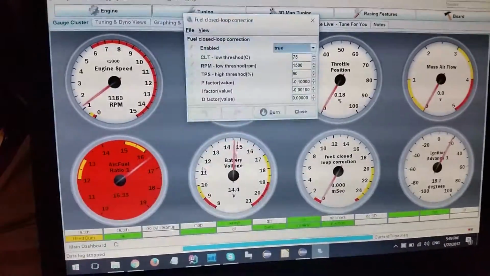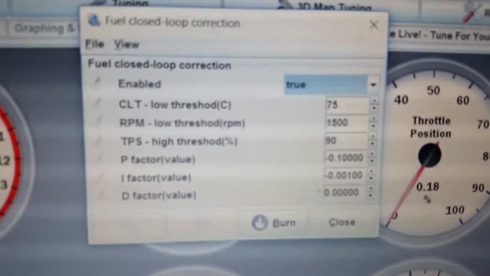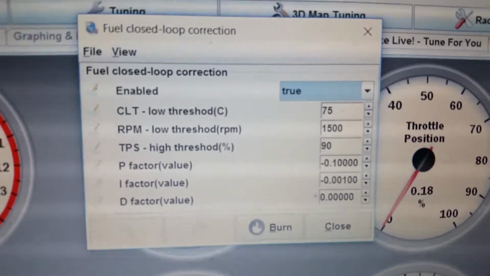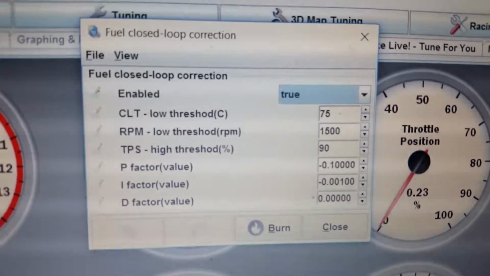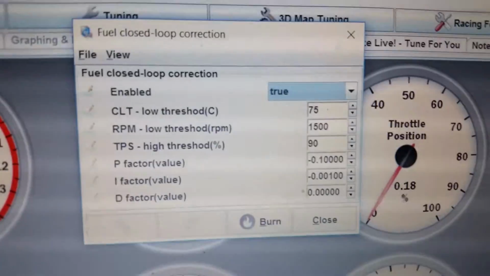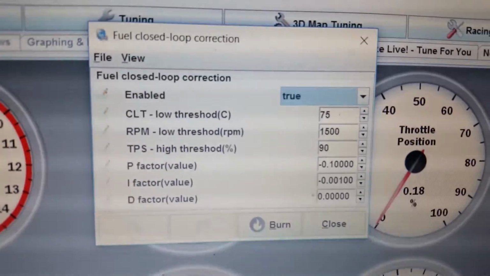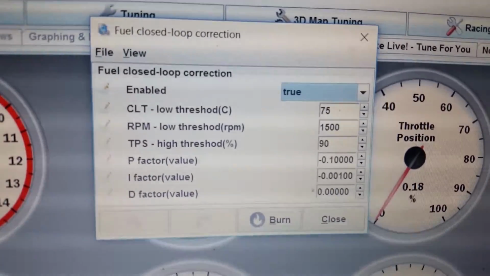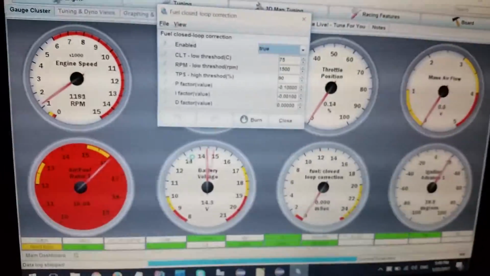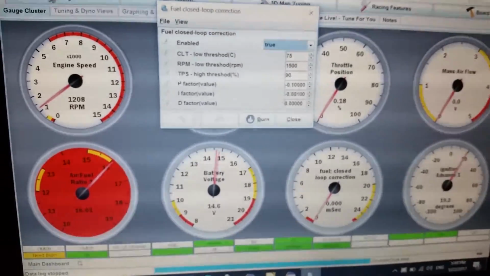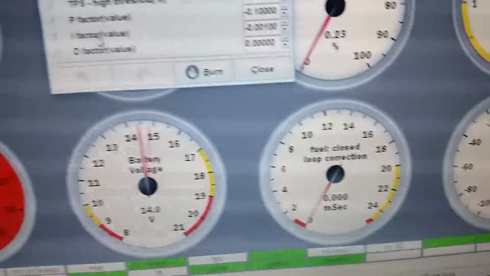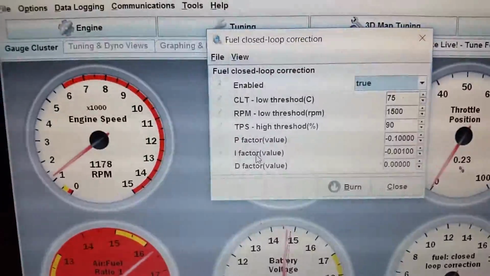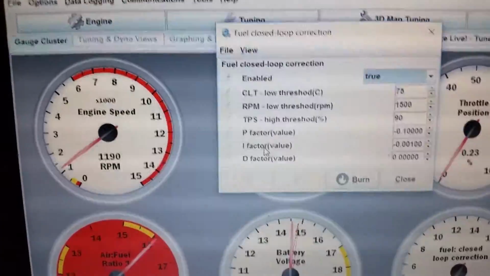Here you are. So now it's only triggered above 1500 RPM. There's also a TPS threshold, and there's also a coolant threshold. There actually will be a fuel ratio threshold just for the time when you start it and your sensor still shows invalid values. But anyway, we have the RPM, we're currently running lean, and right now there's no correction, because we're below 1500.